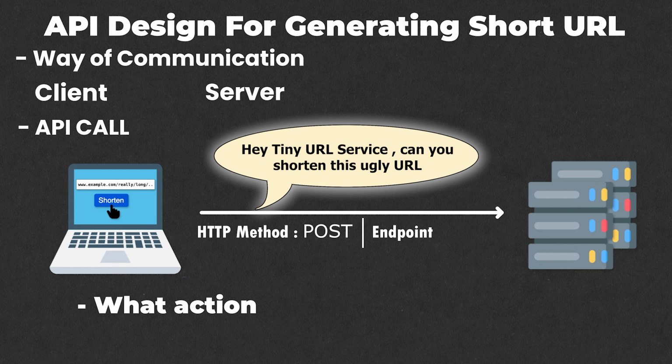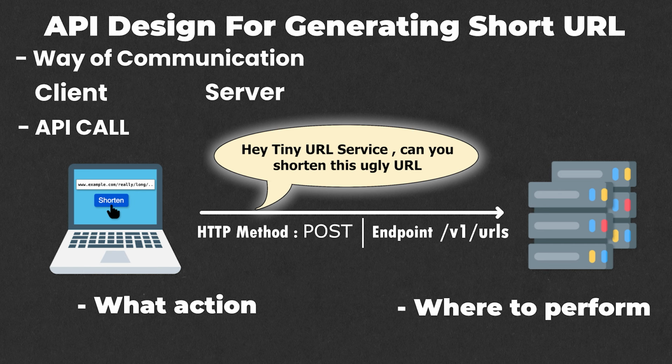Second, we have the endpoint. This is telling the server where we need to perform that action. Since we are creating a short URL for the long URL input, we will use the v1/urls endpoint of the server. v1 means version 1. It's a good practice to version your APIs.